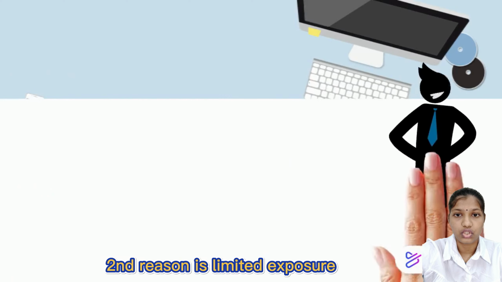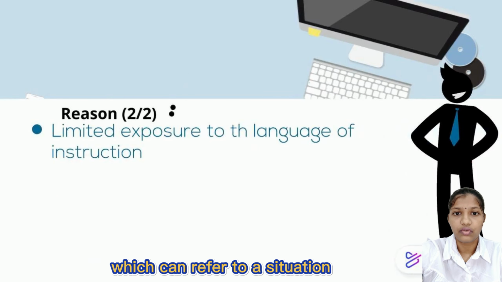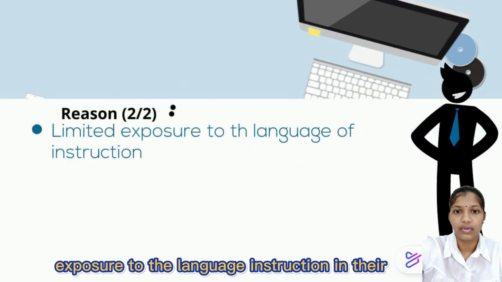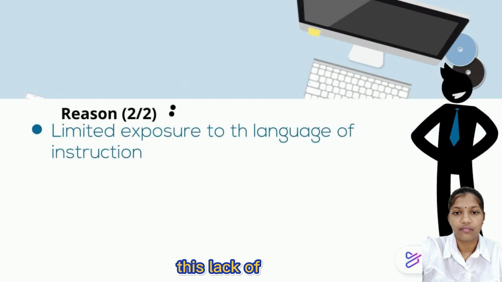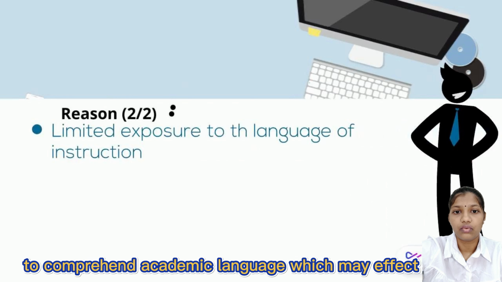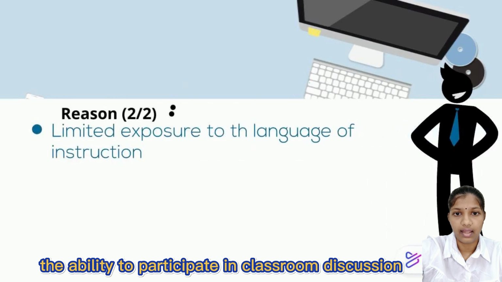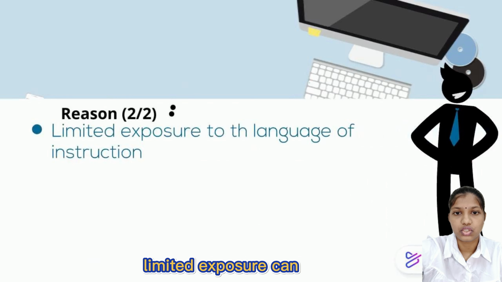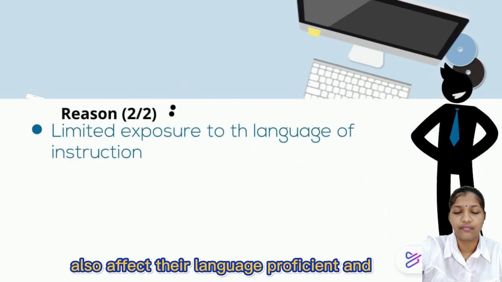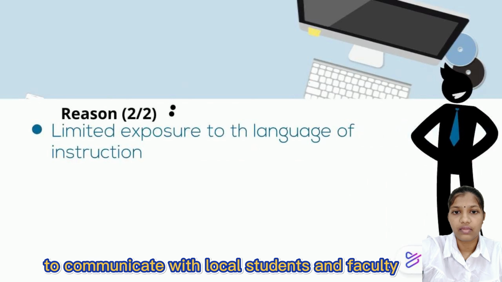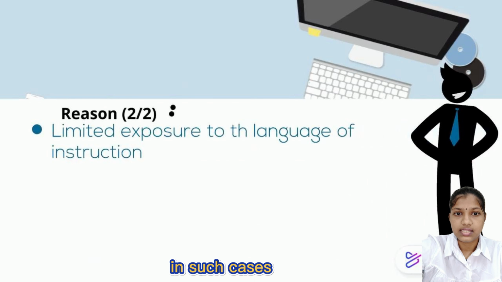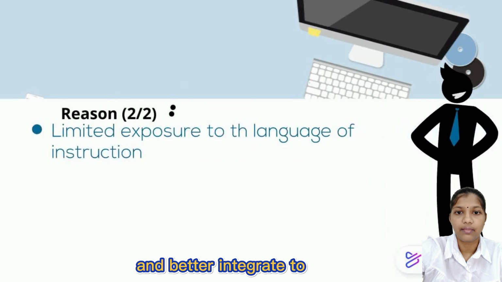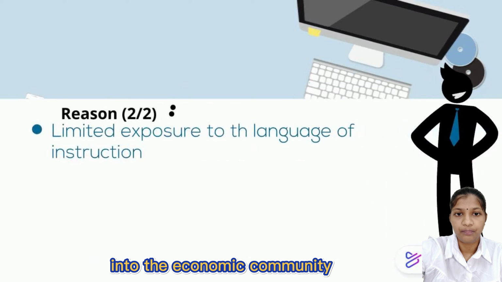The second reason is limited exposure to the language of instruction, which refers to a situation where foreign students may not have had sufficient exposure to the language of instruction in their previous education. This lack of exposure can make it more challenging for them to comprehend academic language, which may affect their ability to participate in classroom discussion, complete assignments, and understand course content. Limited exposure can also affect their language proficiency and fluency, making it more difficult for them to communicate with local students and faculty. In such cases, foreign students may require additional language support and resources to improve their language skills and better integrate into the academic community.